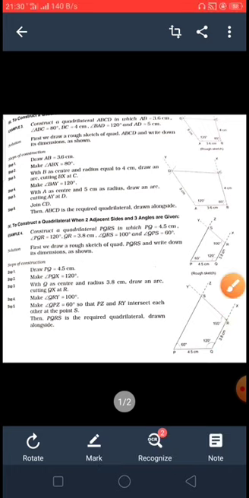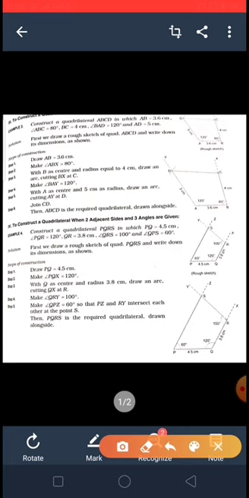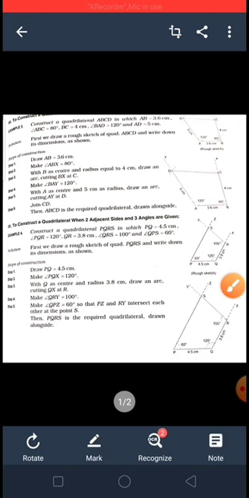Now make an angle QRY of 100 degree, means on vertex R make an angle of 100 degree. Now make an angle on vertex P of 60 degree. When we extend these two rays, both intersect at the point S. So PQRS is the required quadrilateral.